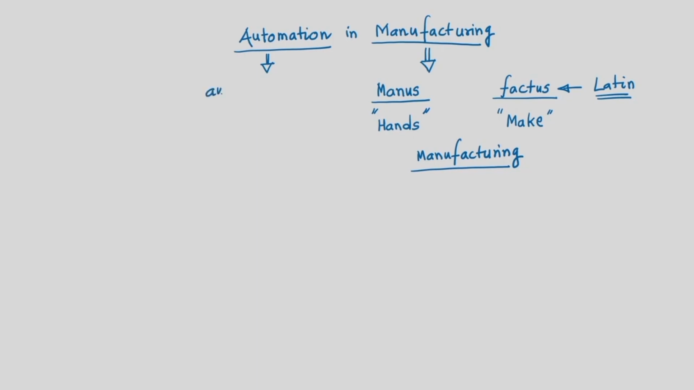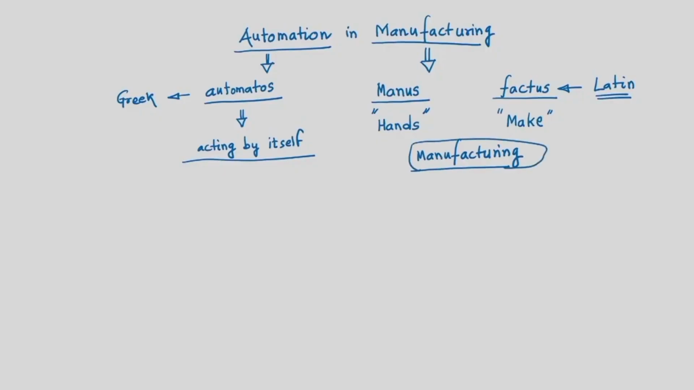Well, as far as automation is concerned, the word automation has its origin from Greek. So, the basic word is automatos and the meaning of the word automatos in English is nothing but acting by itself. So, it is very simple, acting by itself. The system which is acting by itself, that we call an automated system.